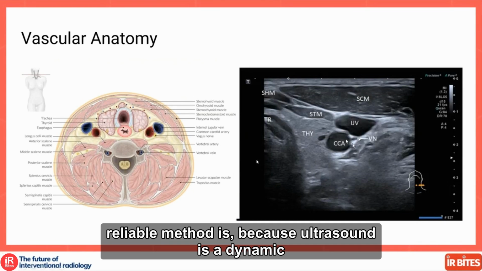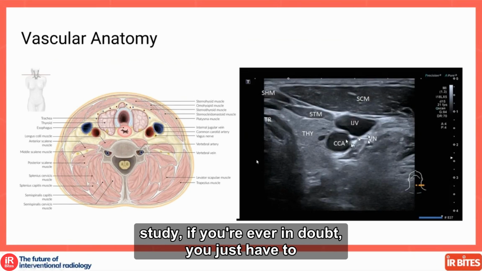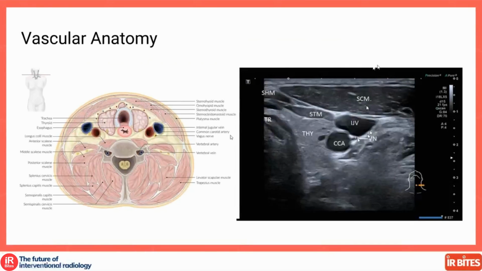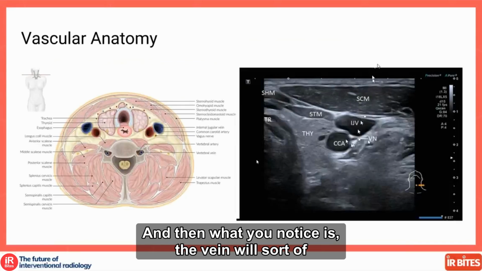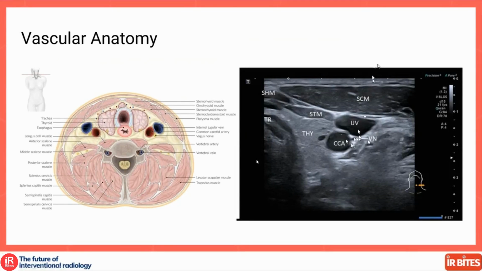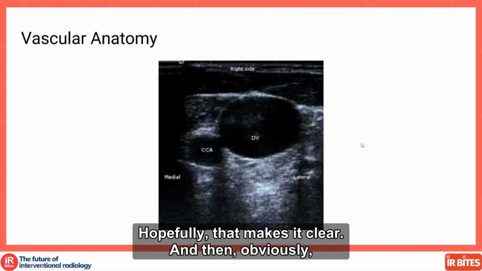The other, more reliable method is that, because ultrasound is a dynamic study, if you're ever in doubt, you just have to gently put a bit more pressure on the patient's neck. What you notice is that the vein will collapse, whereas the artery will remain open. Hopefully that makes it clear.